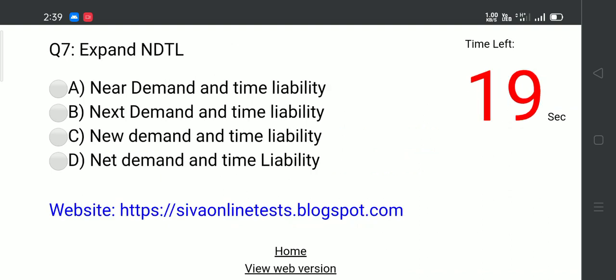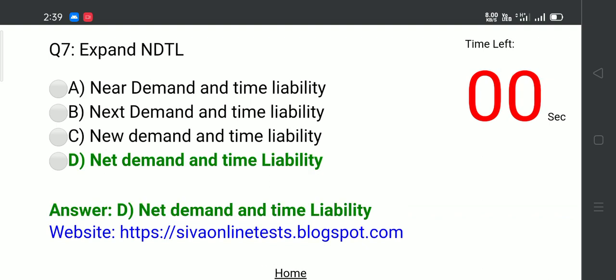Question 7. Expand NDTL. Options. A. Near demand and time liability. B. Next demand and time liability. C. New demand and time liability. D. Net demand and time liability. Answer. D. Net demand and time liability.